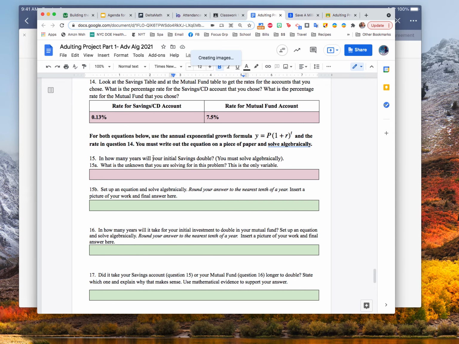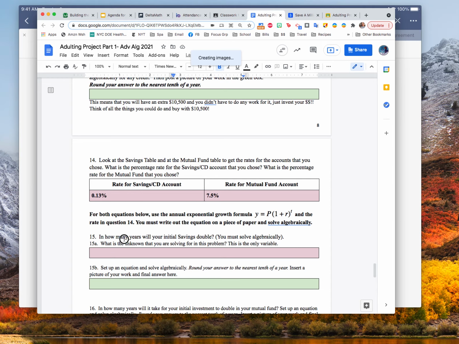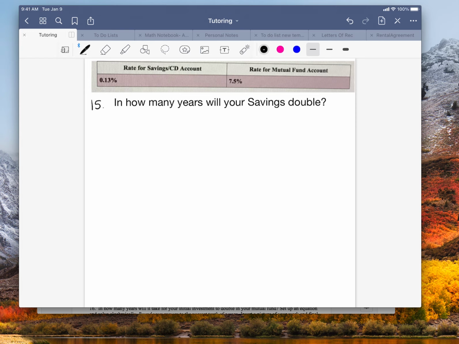Okay, for question 15, it says, in how many years will your initial savings double? It's exactly like what we did in question 13 because they're asking how many years. So they're asking for time, meaning we're going to set it up the same way. So 15 and 16, you're doing the exact same thing. So here is what we would do. In how many years will my savings double? So I'm looking at my savings account first. And now I'm figuring out how many years, so T is unknown, that my savings will double.